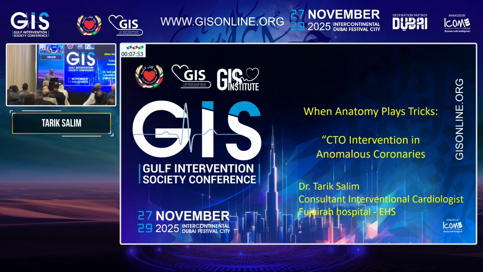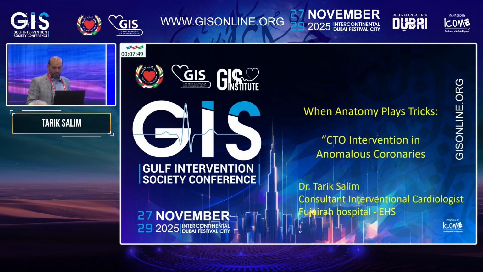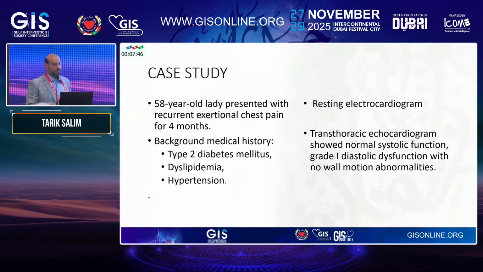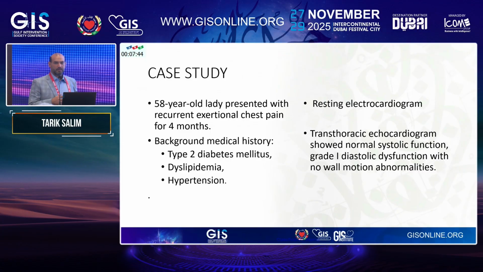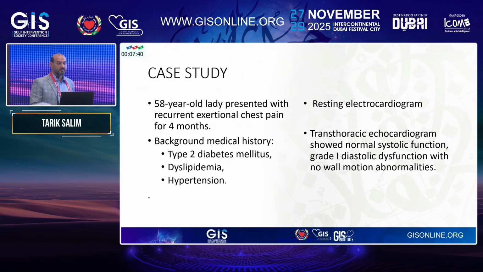The title is When Anatomy Plays Tricks, CTO Intervention in Anomalous Coronaries. When you actually do a search in the literature, there's not many of these cases. So I'm presenting a 58-year-old lady presented with exertional chest pain for roughly 4 months.